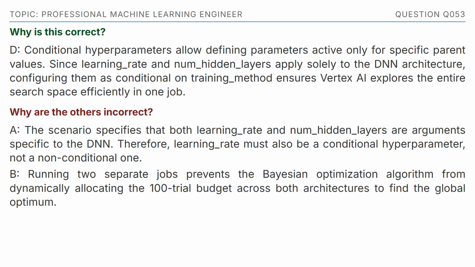Why are the others incorrect? A. The scenario specifies that both learning_rate and number_hidden_layers are arguments specific to the DNN. Therefore, learning_rate must also be a conditional hyperparameter, not a non-conditional one. B. Running two separate jobs prevents the Bayesian optimization algorithm from dynamically allocating the 100 trial budget across both architectures to find the global optimum.